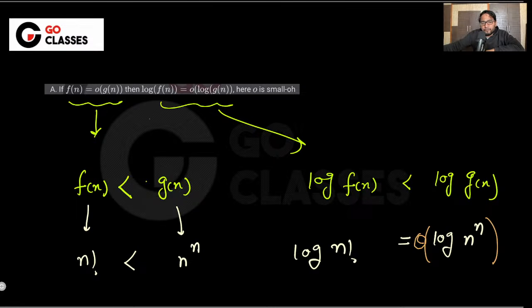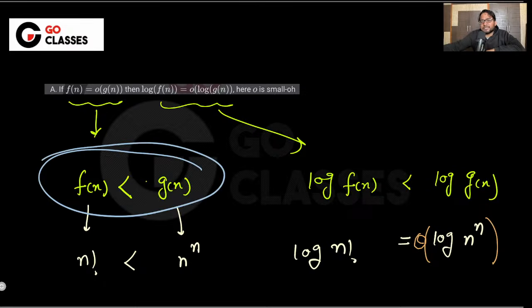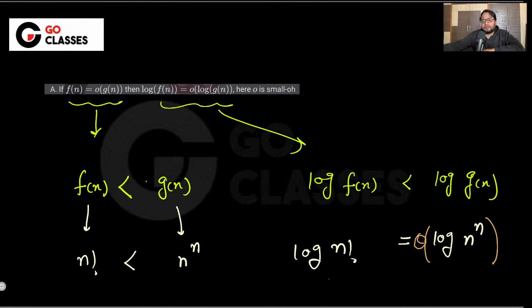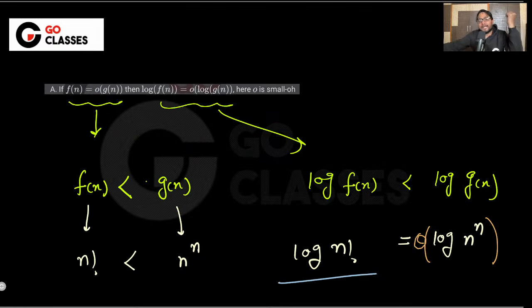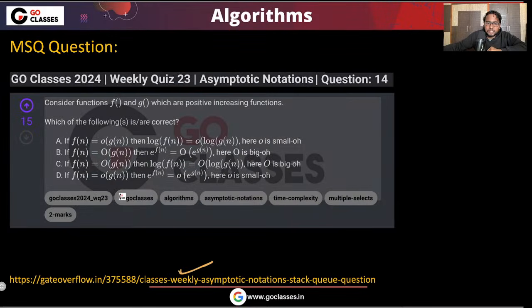Cool. Understood? Let me know. See, if before taking the log they are strictly lesser, then after taking the log maybe they are equal, right? It can't be the case that it becomes greater after taking the log, but it can be at least equal. Which means if two things are far apart before taking the log, then after taking the log they may become close, but they can't cross. They may become asymptotically equal. So that's why you can say that this particular option is false.